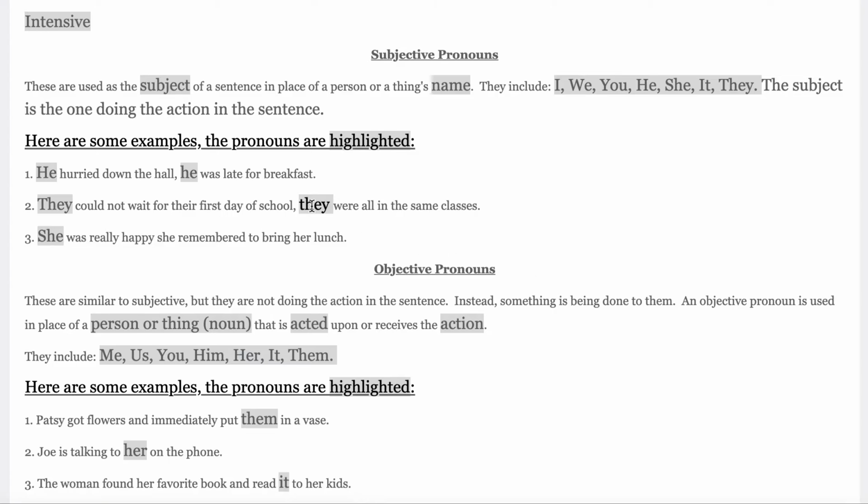So let's look at the example here. It says, he hurried down the hall. He was late for breakfast. So this pronoun he is replacing someone's name. I don't know what his name is. It could be Jim, it could be Bob, it could be Jimmy Bob. Not sure what it is, but this is just replacing whatever that person's name is. So this is a subjective pronoun.